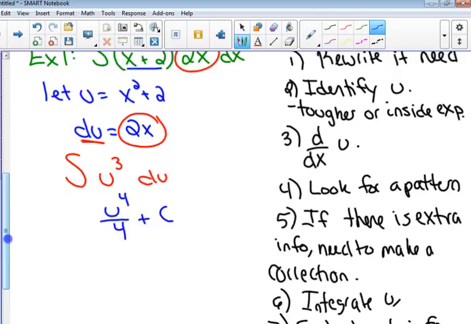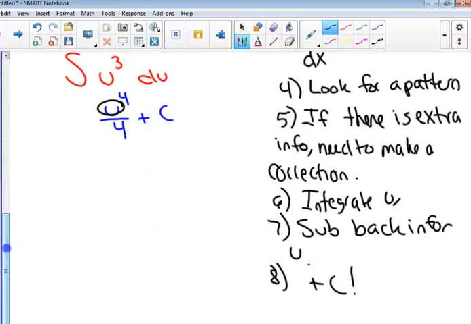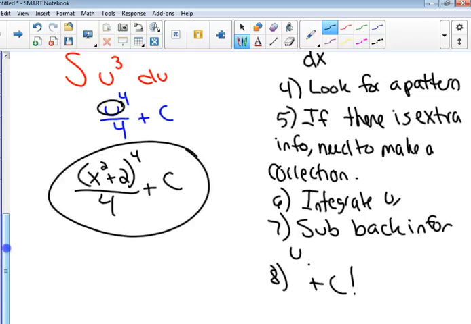Now, what we're going to do at the end is we don't want u there. We're going to sub back in what we let u be. Think about u like a placeholder. We're just going to let it be u, so we don't have to let it be all this crazy stuff till the end once we're done. So now we're going to take what u was, this x squared plus 2, and we're going to put it back in for the u, all over 4. Yep. Plus c, you're done. That's it. That makes perfect sense.